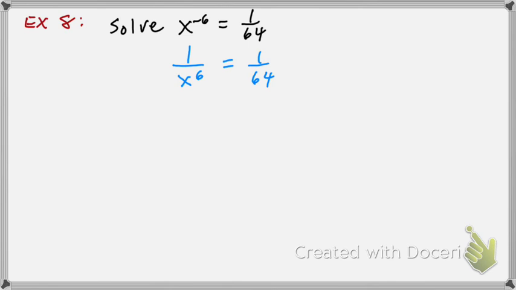Just a proportion now. So I'm cross multiplying, so I've got 1 times 64 is 64. Equals x to the 6th. Now what? I can take the 6th root of both sides. On the right-hand side, I've just got x. What times itself 6 times gives you 64? All right, thank you.